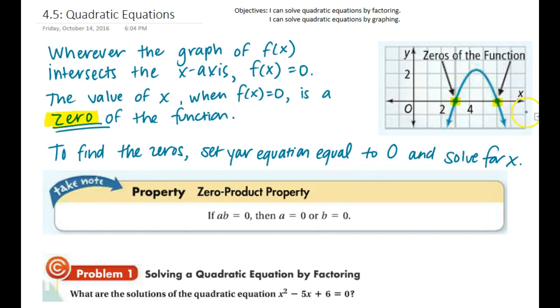If we are given an equation and we want to find the zeros, what we need to do is set the equation equal to 0 and then solve for x. And in order to do that, we're going to be using something called the zero product property. It says if we are multiplying two numbers, a and b, and the product equals 0, then one of the numbers, a or b, must equal 0 in order to make the product equal to 0. So let's begin by taking a look at example 1.